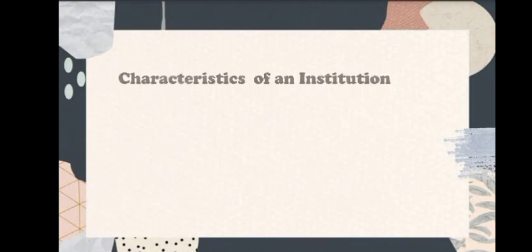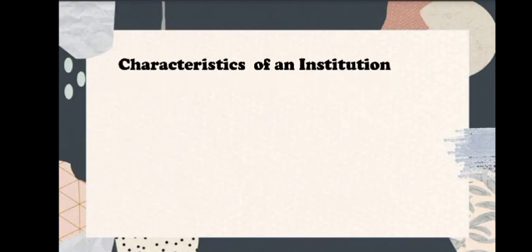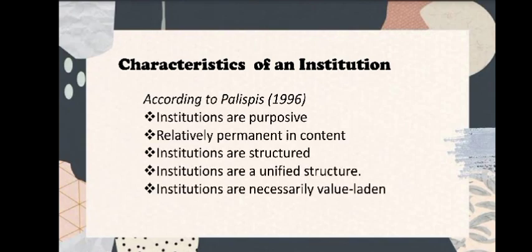Now, what are the characteristics of a social institution? According to Police Peace 1996, institutions are purposive, relatively permanent in content, institutions are structured, institutions are a unified structure, and institutions are necessarily value laden. So, institution is valid and important.